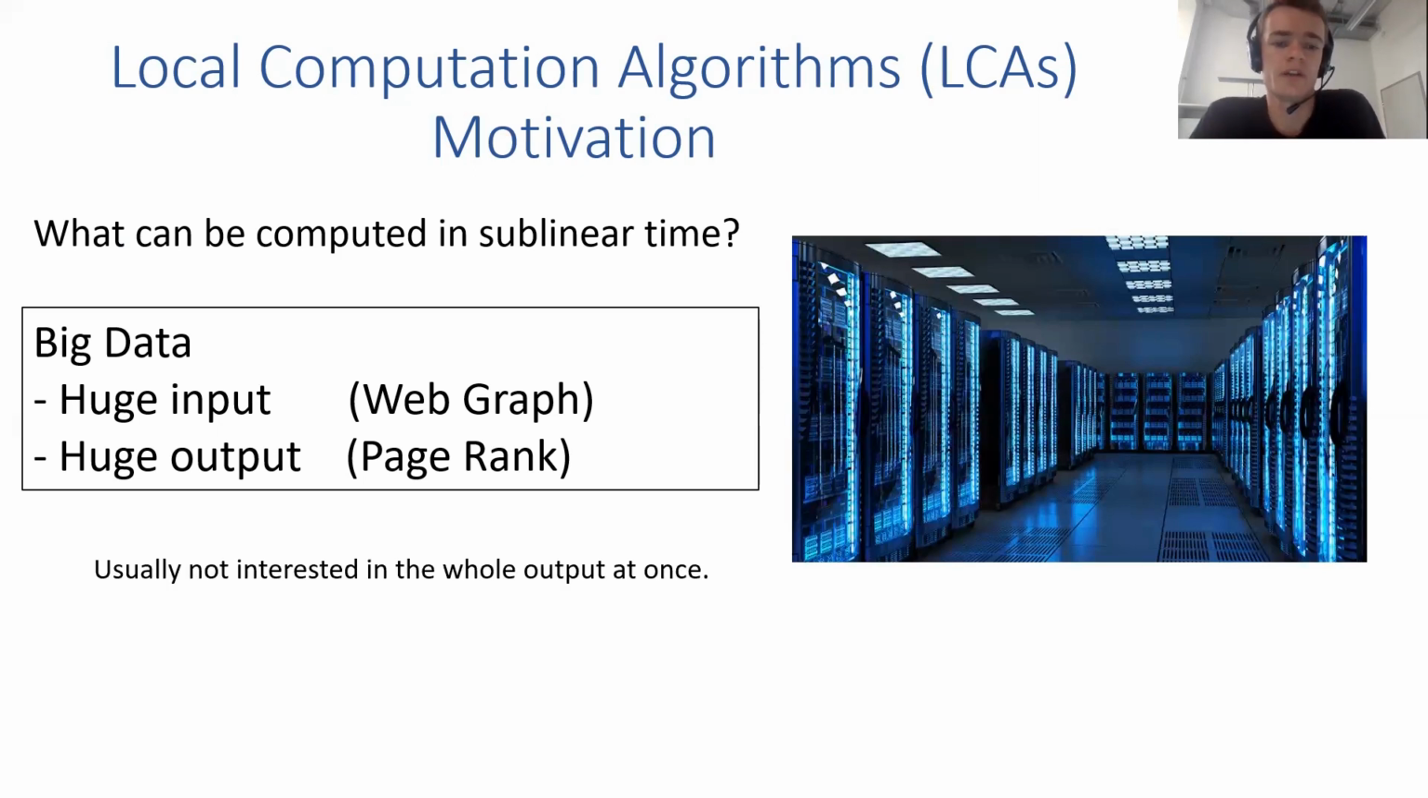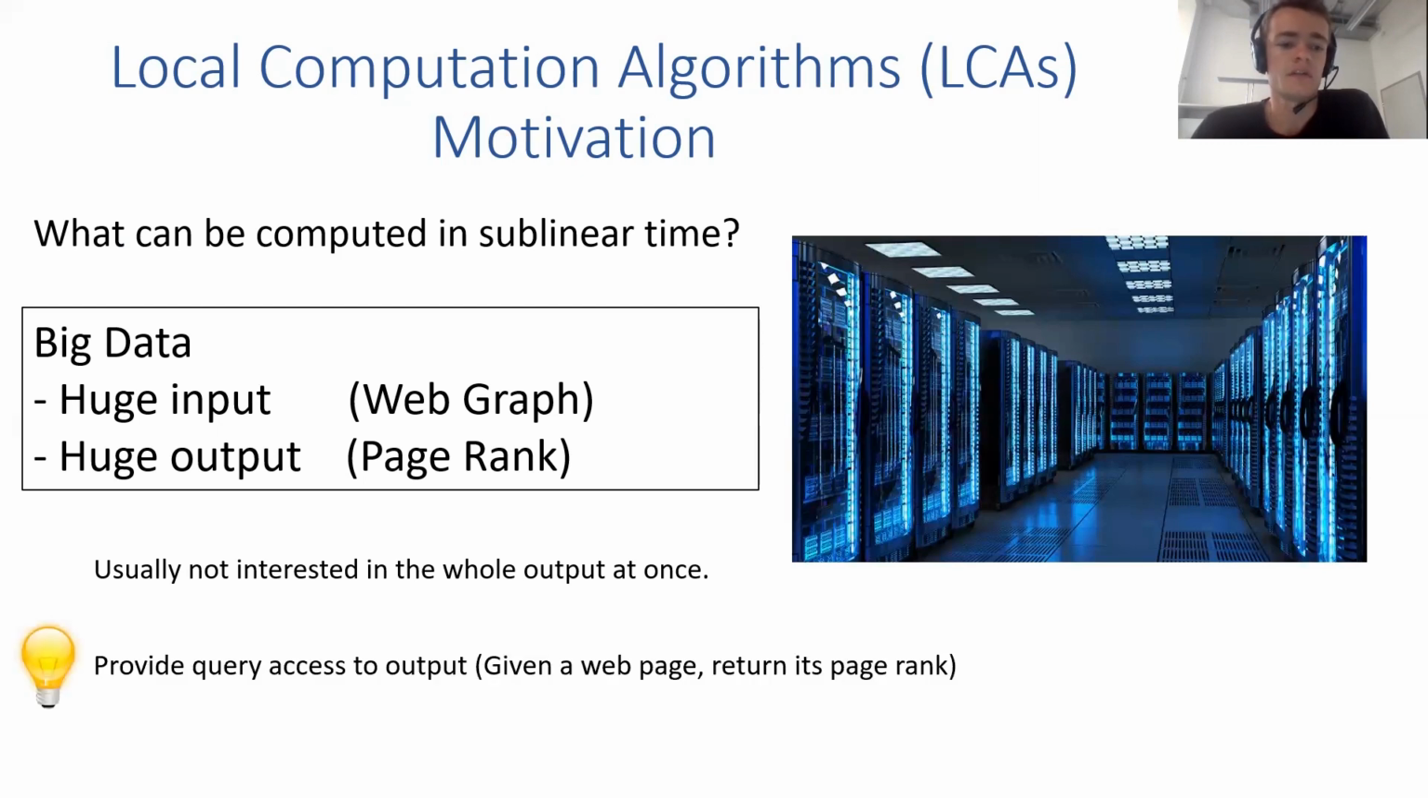However, usually we're not really interested in the whole output at once. Hence, the idea here is that we only want to provide query access to the output. That is, we only want to answer, for a given web page, what its PageRank is. And then we can really hope to get something in sublinear time.